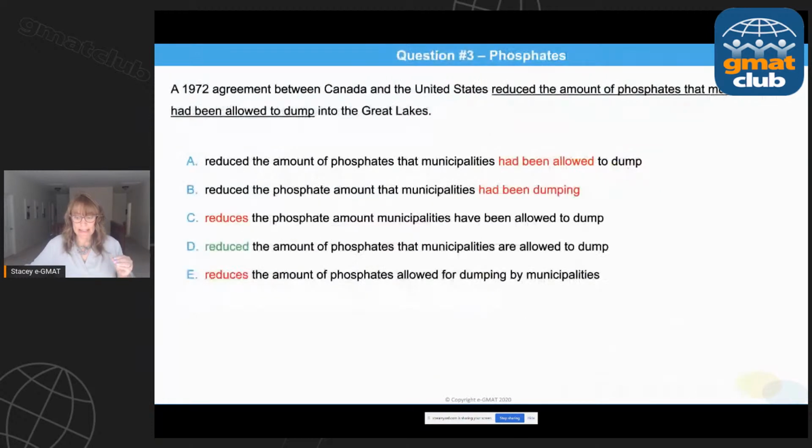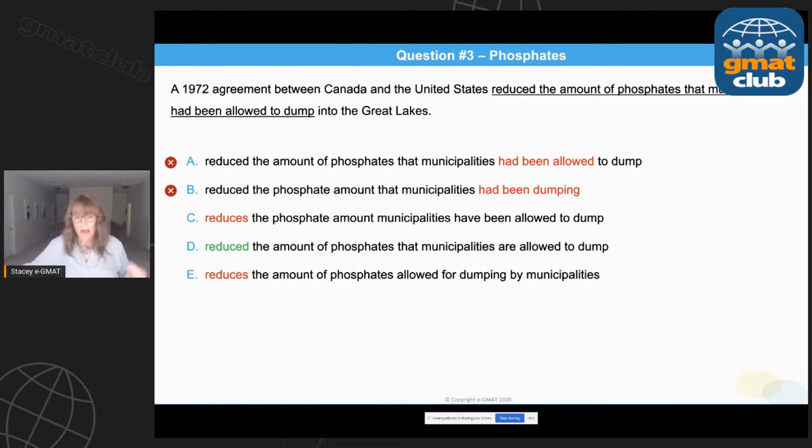Okay, so hopefully everybody's seeing that clearly. So let's move through these answer choices. Choice A is incorrect because we have this "had been allowed," which doesn't make sense. And choice B, also incorrect for the same reason. "Had been dumping" communicates basically the same thing. "Had been dumping" tells me that people are no longer dumping, right? So how can we reduce something that people are no longer doing?